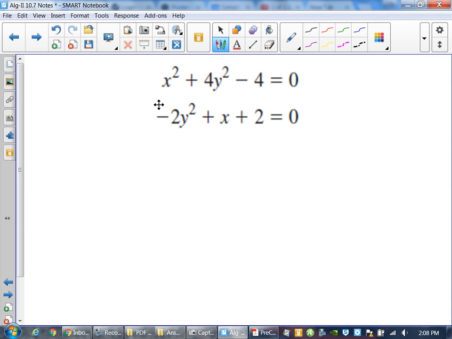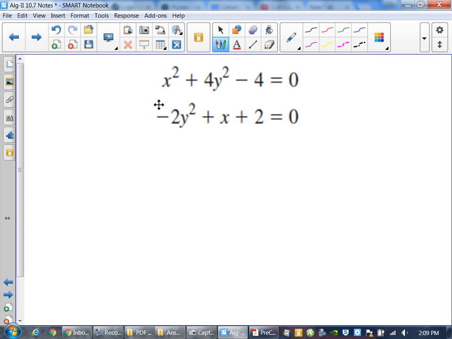All right, next one. You just put it in and solve. Next one. X squared plus 4y squared minus 4 is 0. Next one is -2y squared plus x plus 2 is 0. Now, Haley, I know you're going to hate this spot because you have to make a decision. The first one's an ellipse, the second one is a parabola.